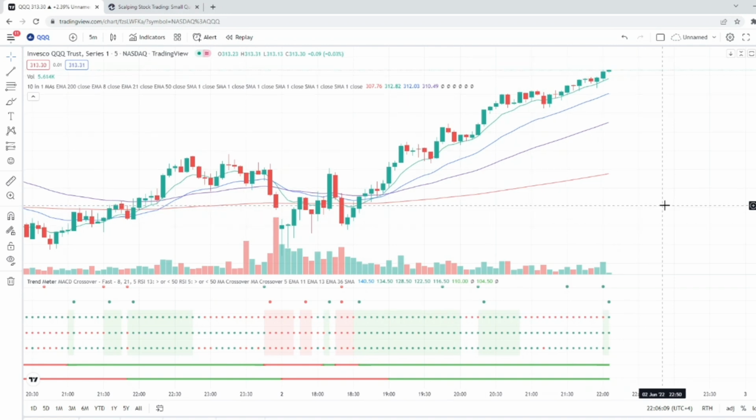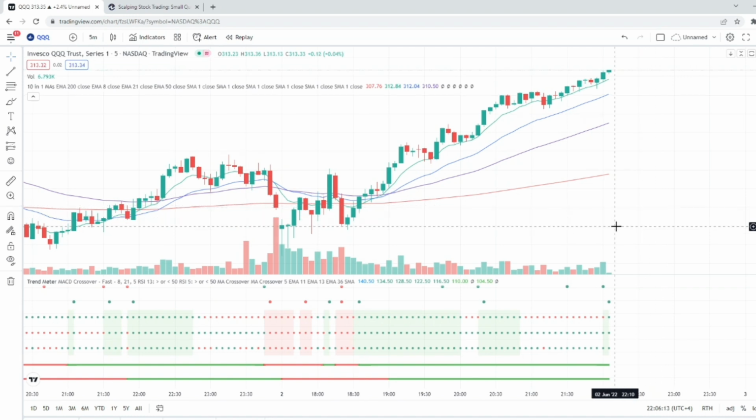So like I said, the level 2 is going to be very, very important when you are scalping the market open. The reason I only use this strategy for the first 5 to 10 minutes of the market open is because those are the times that the market is kind of all over the place. That's where you catch the most momentum.